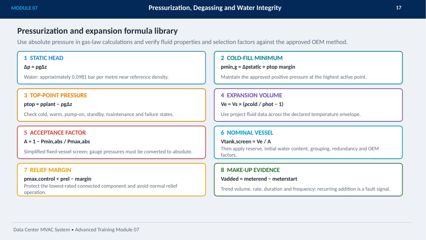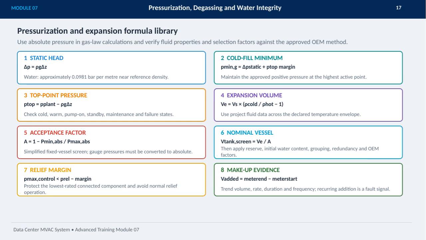Top point pressure is then calculated by subtracting the static head from the plant pressure, and it's vital to check this across all operating states, including cold, warm, pump-on, and standby. Expansion volume accounts for density changes between cold and hot water, requiring accurate fluid data through the temperature range. The acceptance factor simplifies the fixed vessel sizing by converting gauge pressure to absolute pressure.